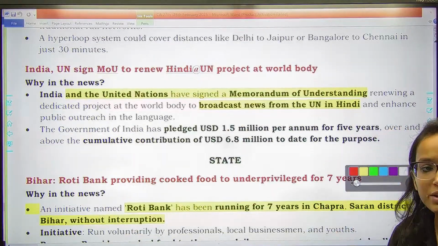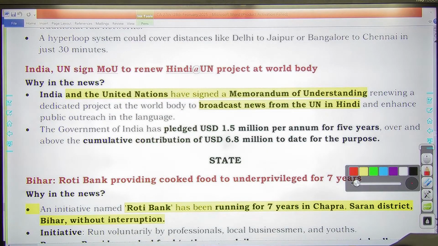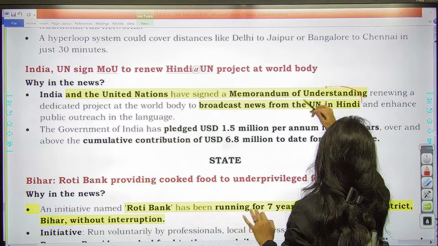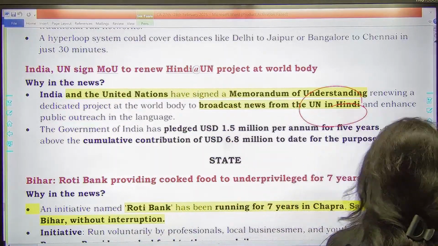Then you have India and United Nations. India and United Nations have signed MOU for renewing their projects to broadcast news from UN in Hindi. UN से जितने भी न्यूज़ आती है उनको हिंदी में ब्रॉडकास्ट करने के लिए. So this is important. Remember.